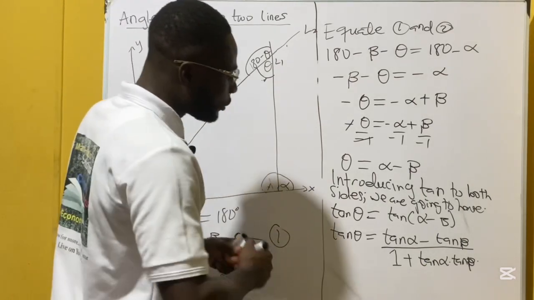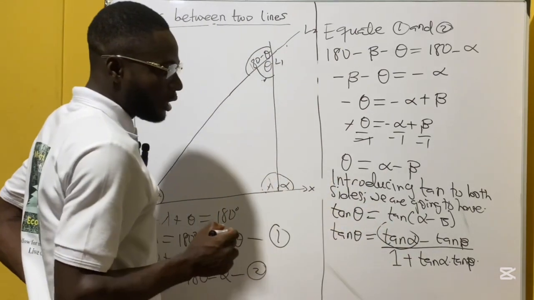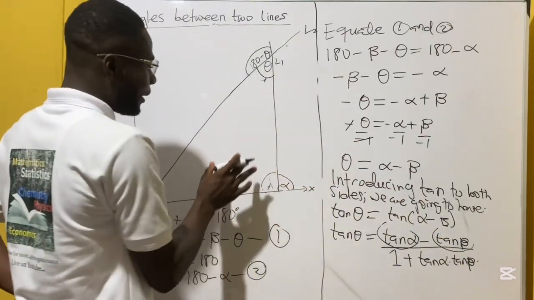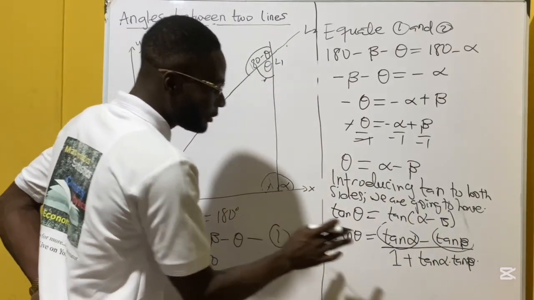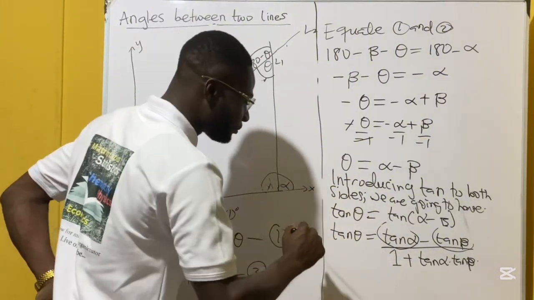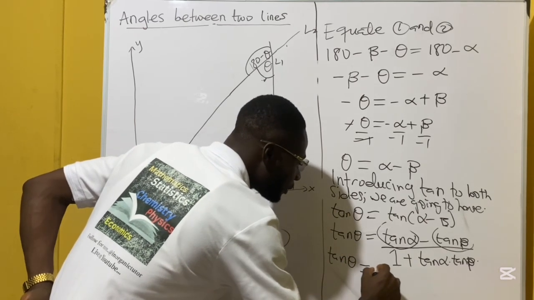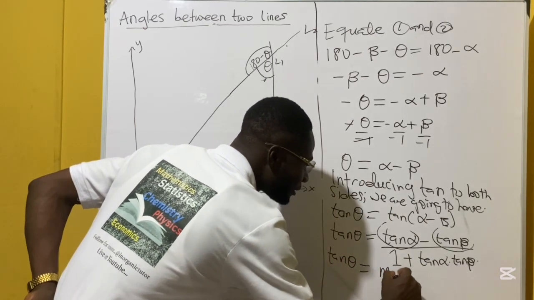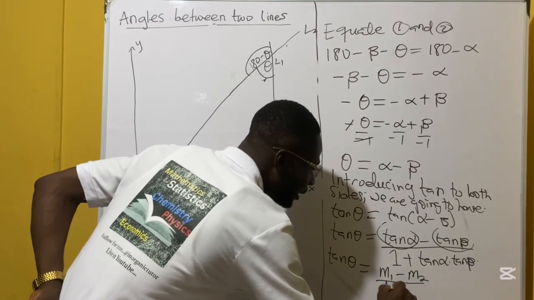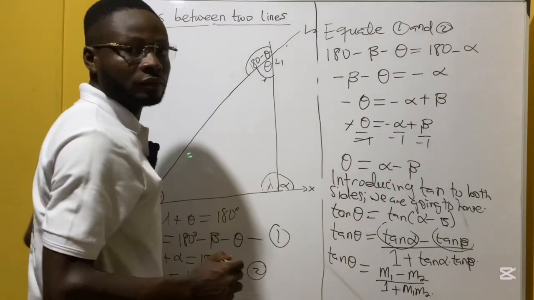So we're going to substitute M1 here, substitute M2 here, then we do the same thing at the denominator. So we're going to have tan theta equals M1 minus M2 over 1 plus M1 times M2, right?